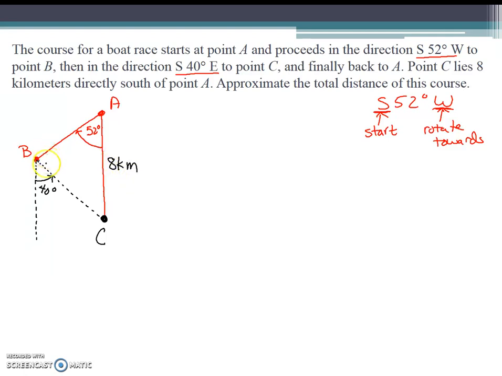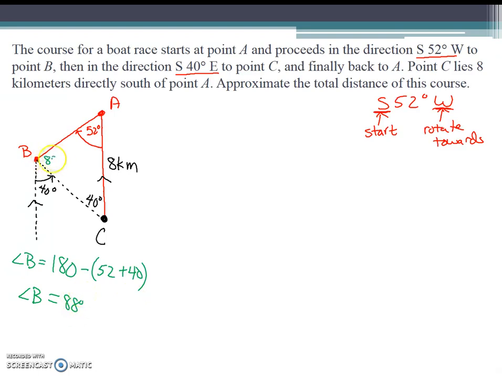Now, we don't really know what this angle is yet, but we do know that this angle is 40 degrees. How do we know that? Well, north-south is always going to be parallel to north-south. And so these guys would be alternate interior angles. So if this one is 40, then that one is 40, which will allow us to solve for that last angle, angle B. Triangle sum theorem, always have to add up to 180. So angle B will be equal to 180 minus the sum of the two known angles. And so angle B is 88 degrees.